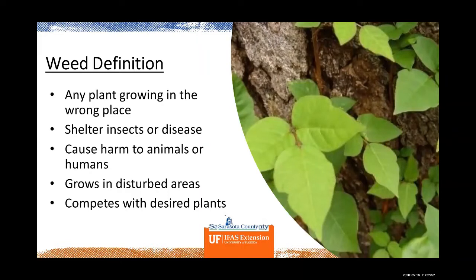Because they shelter insects, diseases, pests. They can also be dangerous to farm animals. There are many horses that die annually from eating creeping indigo. Weeds tend to grow in disturbed areas and can encroach and compete with desirable plants. And so weeds are an issue.